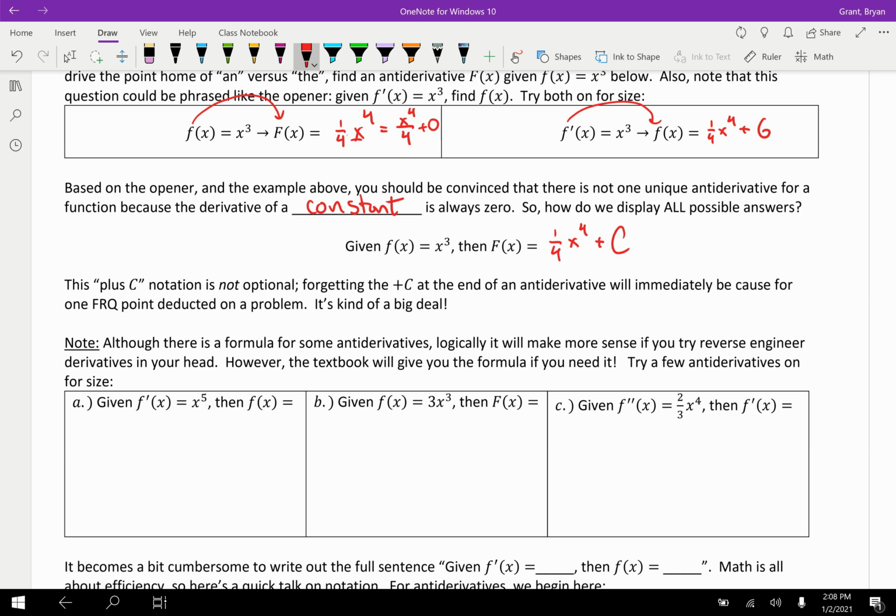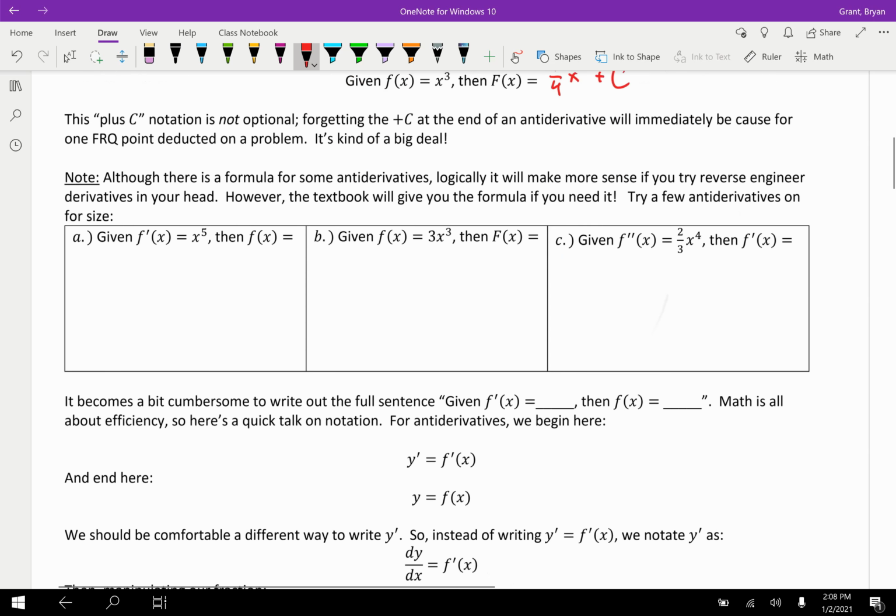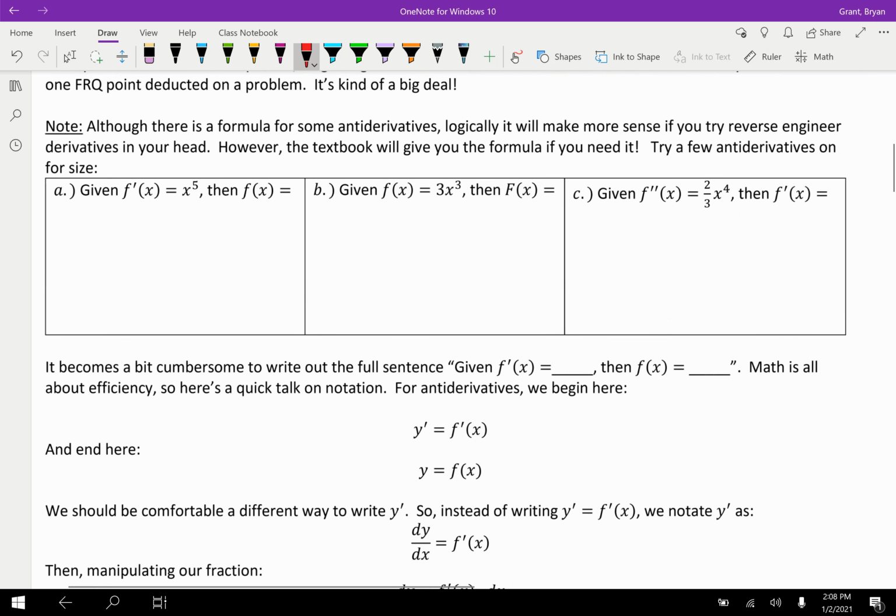Now, there is a formula for antiderivatives, but I find almost every student doesn't use the formula. I think if you logic your way through this and have a good understanding of derivatives, you'll be just fine. So why don't you go ahead and try a few antiderivatives on your own. If you want the formula for antiderivatives, you can check in Chapter 5 in your book, but I think, again, you'll be all right here. So try A, B, and C, and then we will talk about the answers and go a little bit more into notation once you unpause.